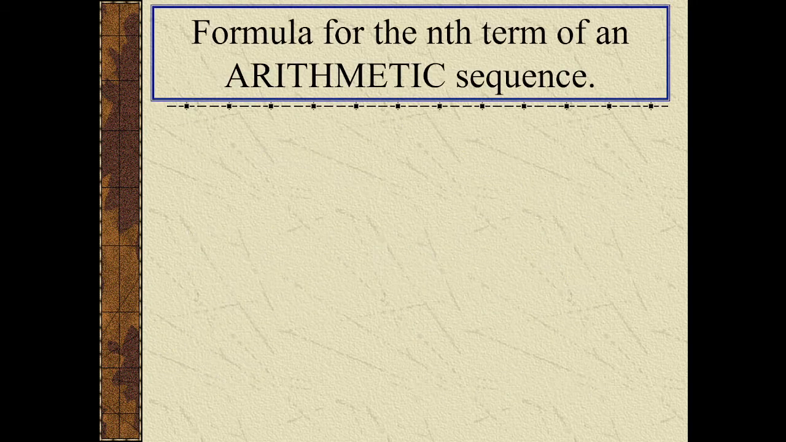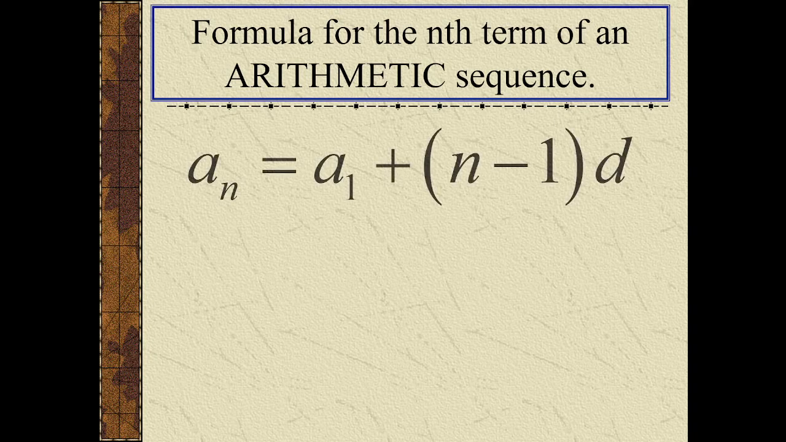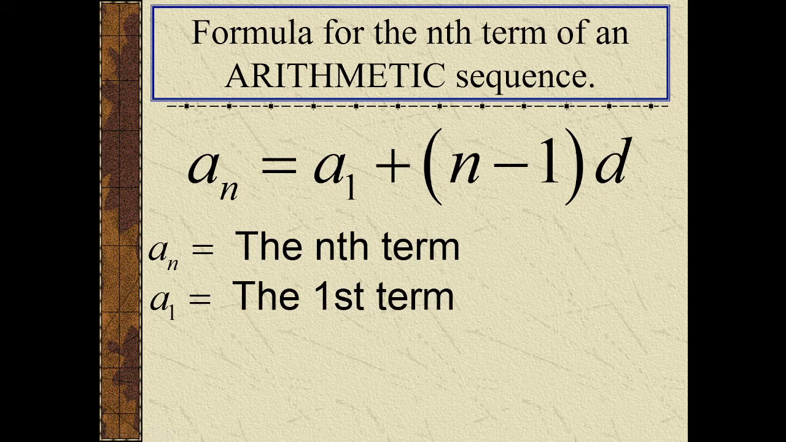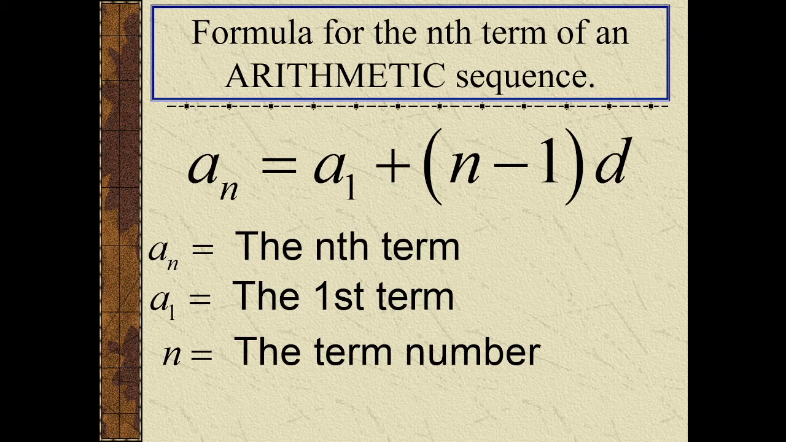Okay? Now, this is our formula for the nth term of an arithmetic sequence. Magamit ni nga formula sa critical thinking nato. That's a sub n is equal to a sub 1 plus n minus 1 times d, where a sub n is the nth term, a sub 1 is the first term, n is the term number, meaning first term n is 1, second term n is 2, third term n is 3.